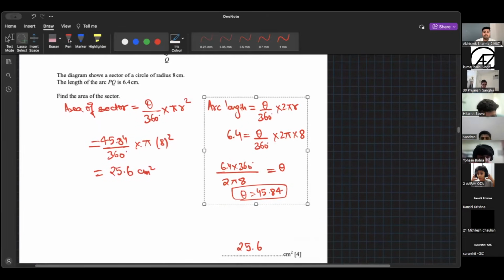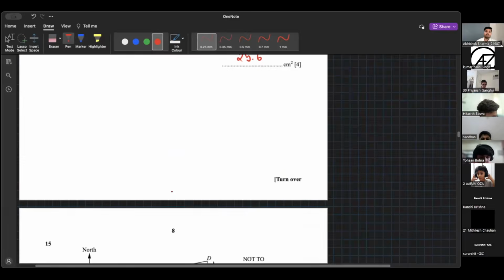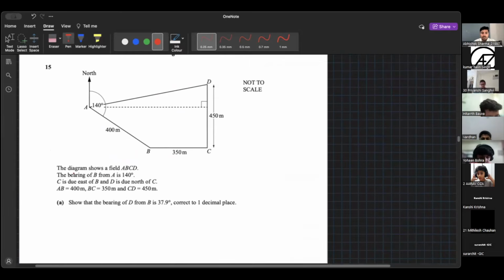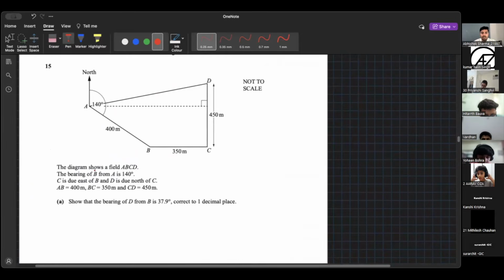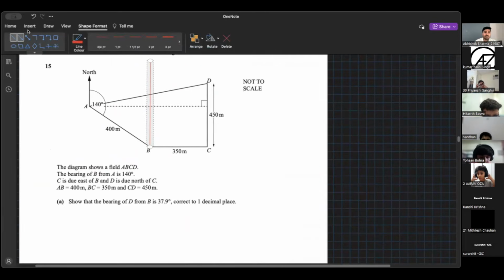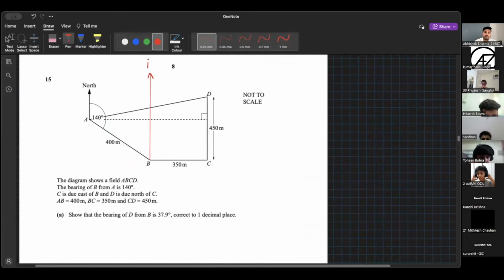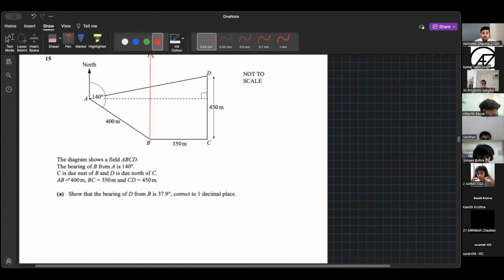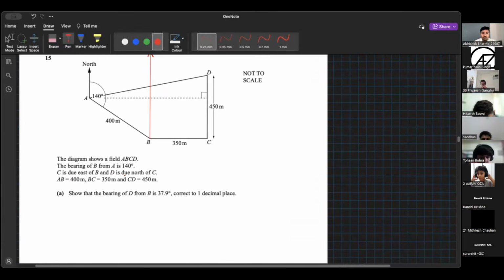Okay, so let's move on. Question number 15 now. It says the diagram shows a field ABCD. The bearing of B from A is 140 degrees. So let's sketch the line like this. North line here at B. This is the north line. It says C is due east of B and D is due north of C. Show that the bearing of D from B is 37.9 degrees, correct to one decimal place.